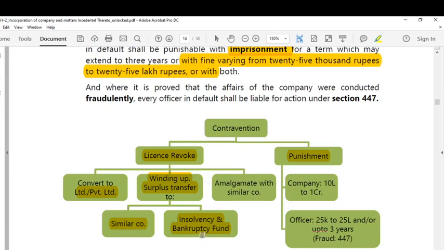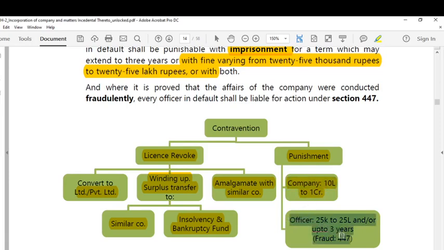So when the license is revoked, the third choice is that the company can be amalgamated with a company with similar objects. Only with a company with a similar object will it be amalgamated. All the assets and all the liabilities of the revoked company will be transferred to another company with a similar object under Section 8. When it comes to punishment, the punishment to the company will range from 10 lakh rupees to 1 crore rupees.